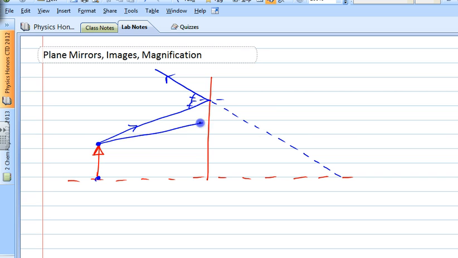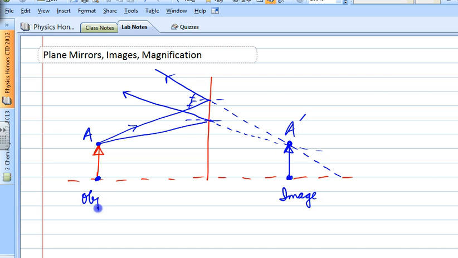So another incident ray might go like this, and we make another normal, and I'm eyeballing this, so if it's not perfect, sorry. And so I extend this backwards, and what will happen is that these two rays will seem to have come from this point right here. So if this is point A, this would be point A prime. It would be the image of the tip of the arrow. And we could do the same thing with this point right here, but I hope you'll trust me when I say that it ends up right here. So this gives me my image, and this is my object.